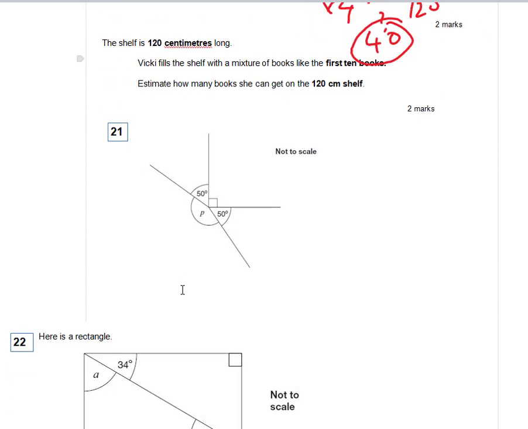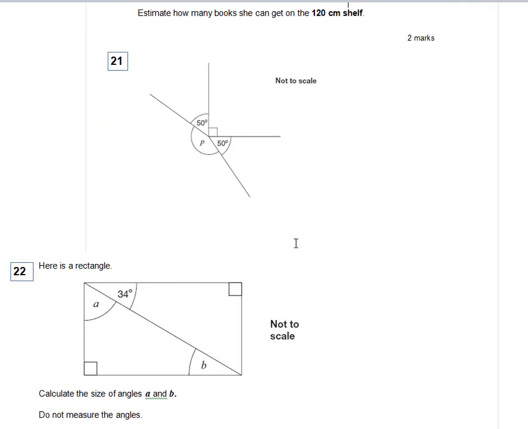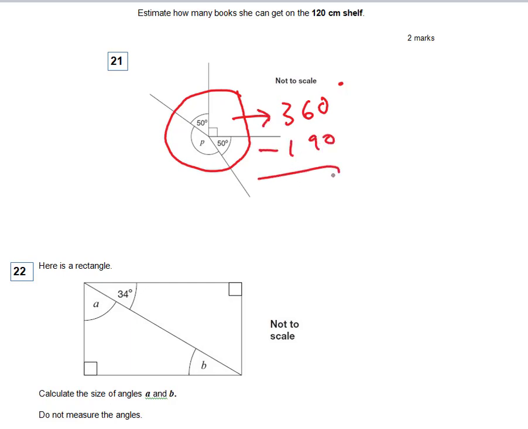Next one is for you to work out the value of angle P, which is quite simple, because this is a circle, and as you know, a circle is made up of 360 degrees. Out of the 360, we've got 100 already, because 50 plus 50 is 100, and this sign here means 90. So out of the 360, we've already got 190, and if you do the maths, the answer is 170, which looks right, because every time I get an answer, I always make sure it looks logical.